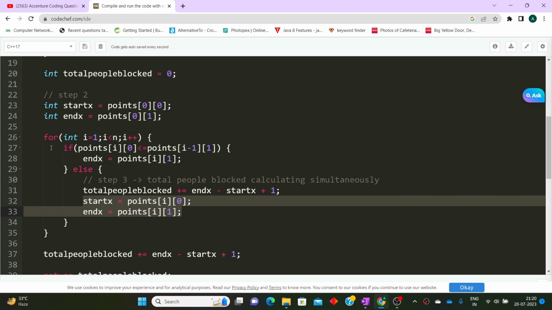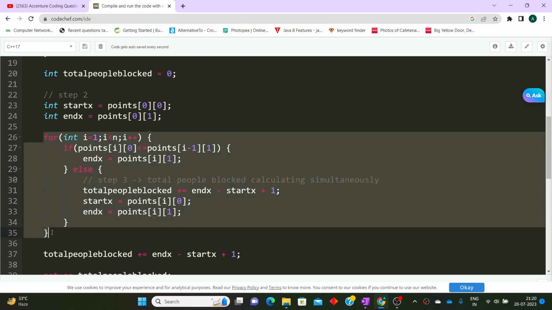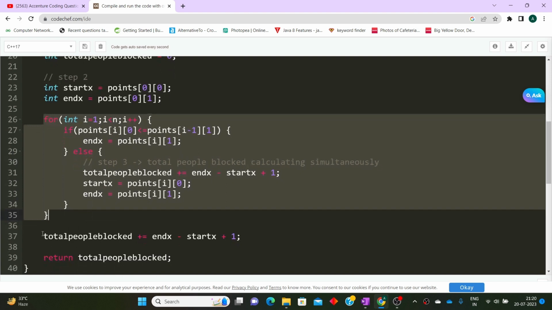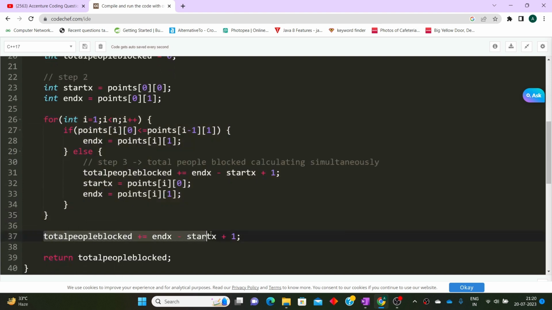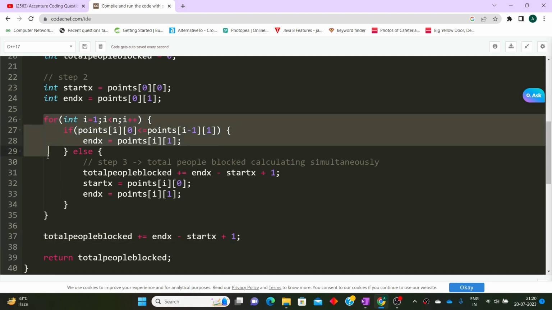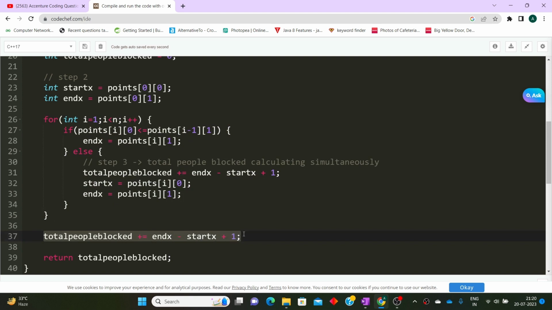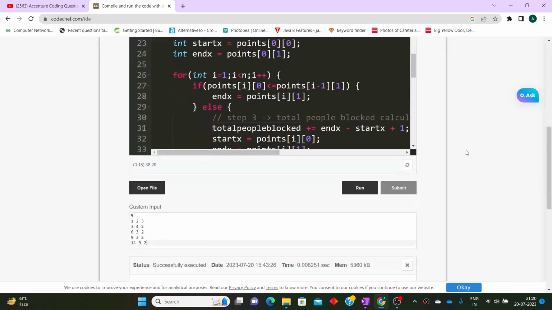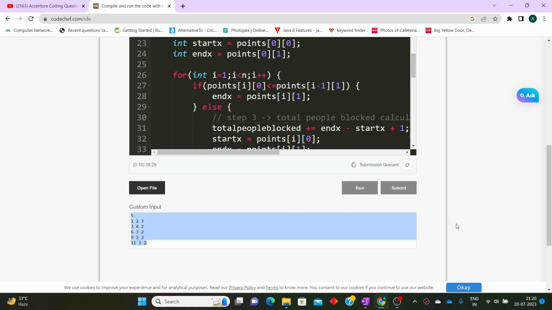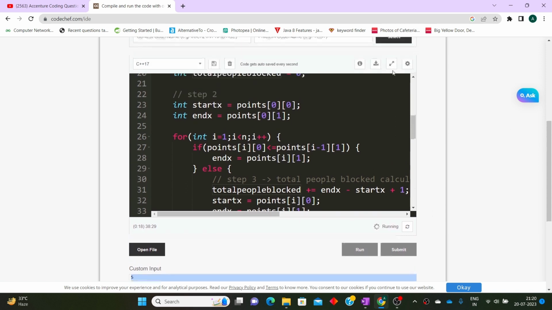This will continue for all the barriers, and once this iteration is over, we will again do this particular thing, because let's suppose there was only one barrier. Then this loop will not run, and we will simply find the total people blocked by that single barrier, and in the end we will return total people blocked. Now if I run this code, I have given this array as input, and our answer should be 13, as we have discussed in the approach section. I hope now the code is also clear to you.